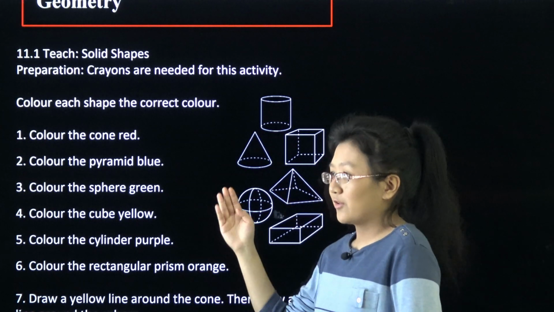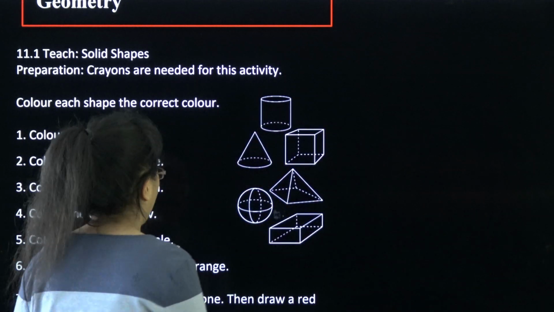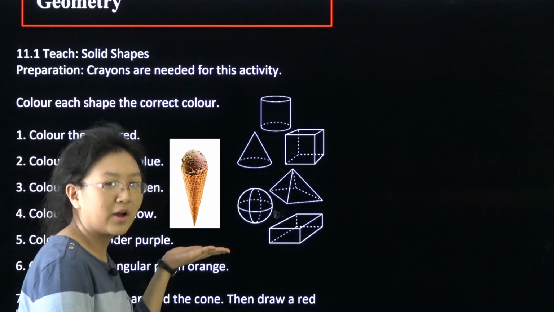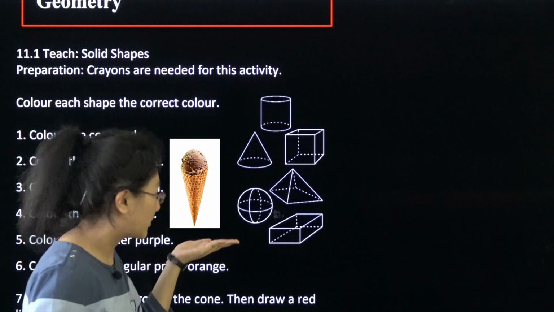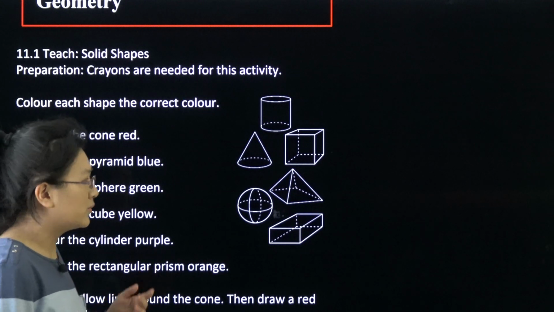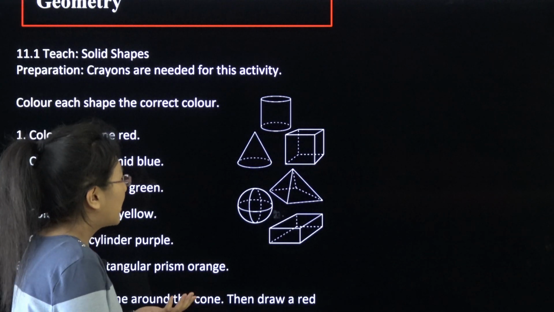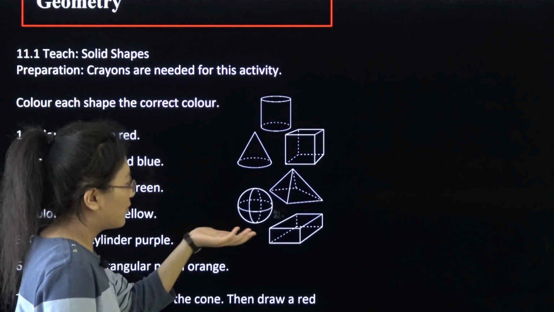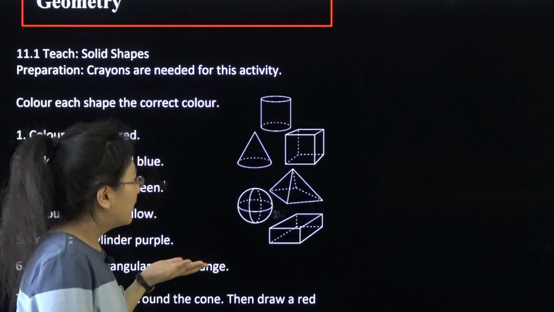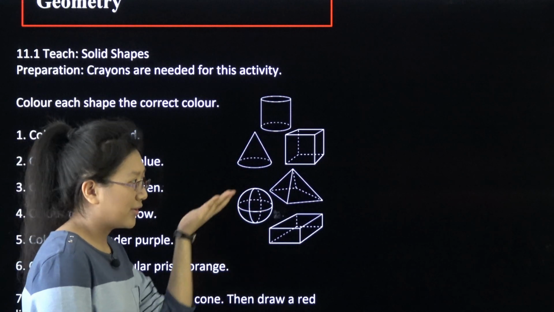The first question asks us to color the cone red. So first we need to ask ourselves, what is a cone? Well, what do you think of when you think of a cone? Maybe that yummy ice cream cone that you eat in the middle of the summer, or maybe even winter. So what does an ice cream cone look like? Well, the cone part is the crunchy part, right? So the crunchy part looks somewhat like this. And that's a cone. So which of these looks most like the cone?